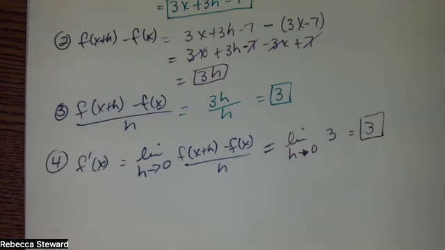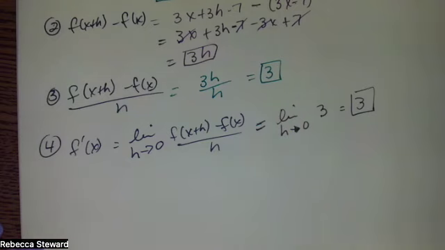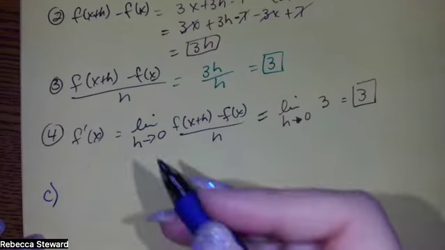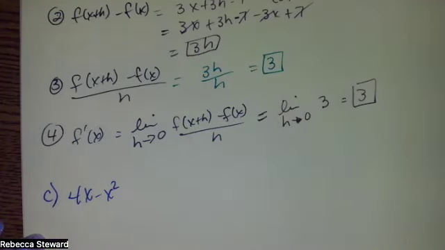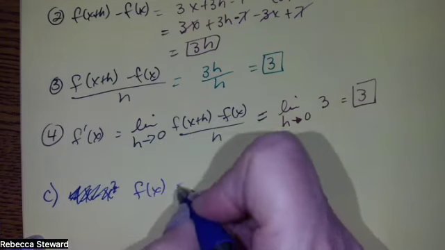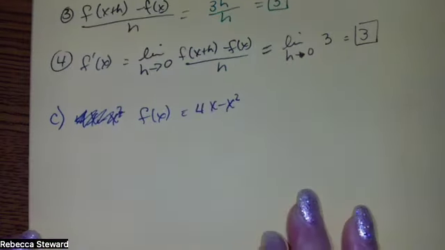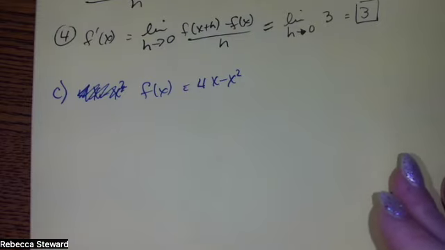All right, let's go do C. So for C, our problem is 4x minus x squared. Oop, I forgot my f of x, so let me rewrite that. So sorry. So we have f of x equals 4x minus x squared. And I know I could have written it on the other side, but I like to have it in that order just so as we're processing the stuff, it looks the same.